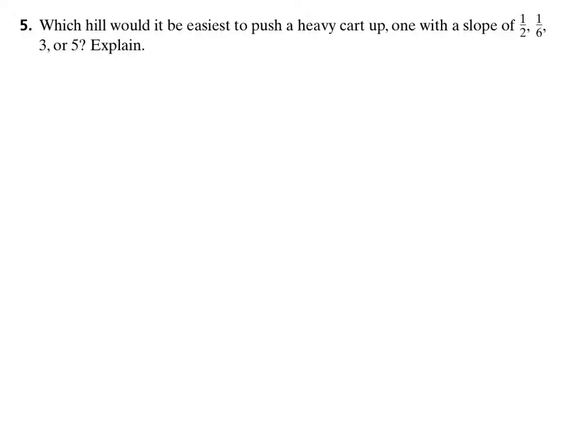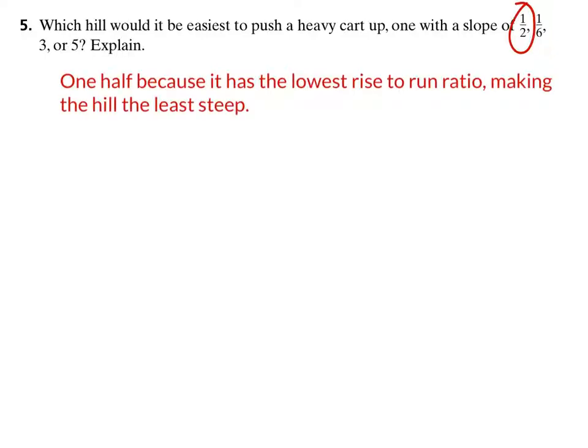Alright, so let's look at this question again. Which of these slopes would be easier to push a heavy cart up? And you may say none because it's a heavy cart, but what we really wanted you to understand on this one is that the slope with the lowest rise to run ratio should be the easiest to push a heavy cart up. So this would be 1/2 because it has the lowest rise to run ratio. And that, of course, would make the hill the least steep. So we should have chosen 1/2 for this one.